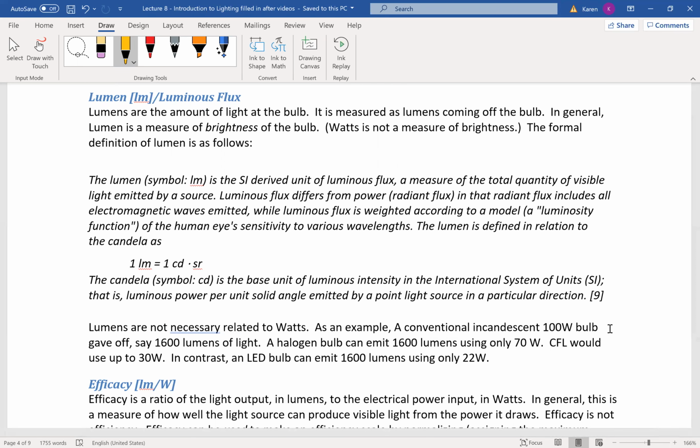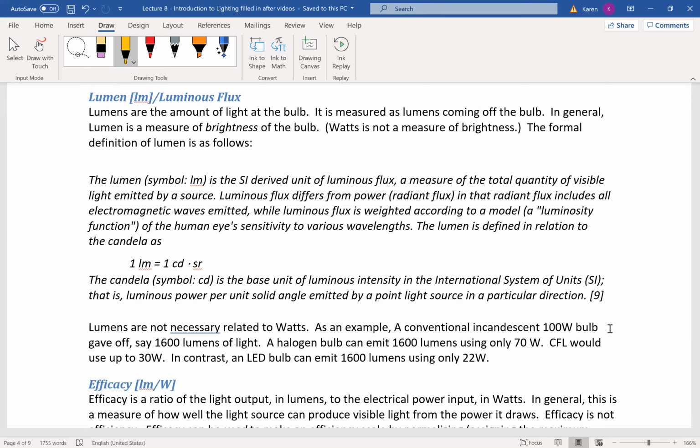Lumens are the actual amount of light of the bulb. We can measure the lumens, and that is a measurement of how much light, or the brightness, of that bulb. Watts is not a measure of the brightness of a bulb.